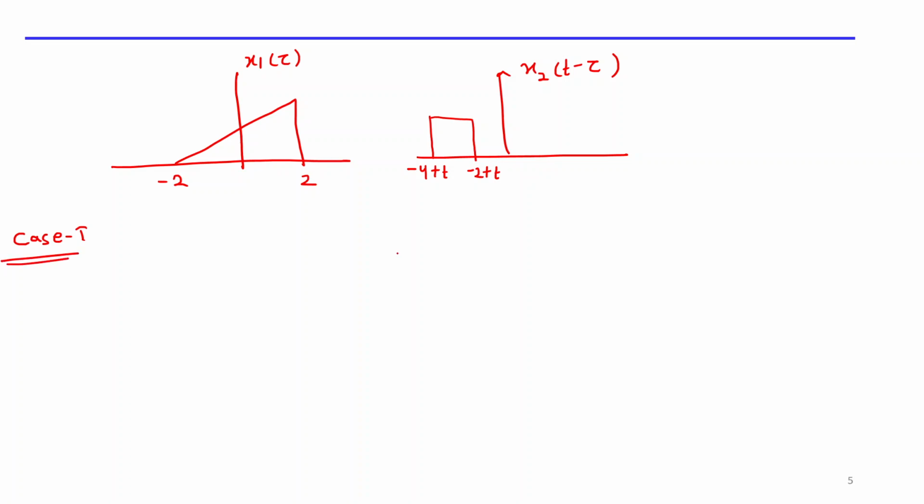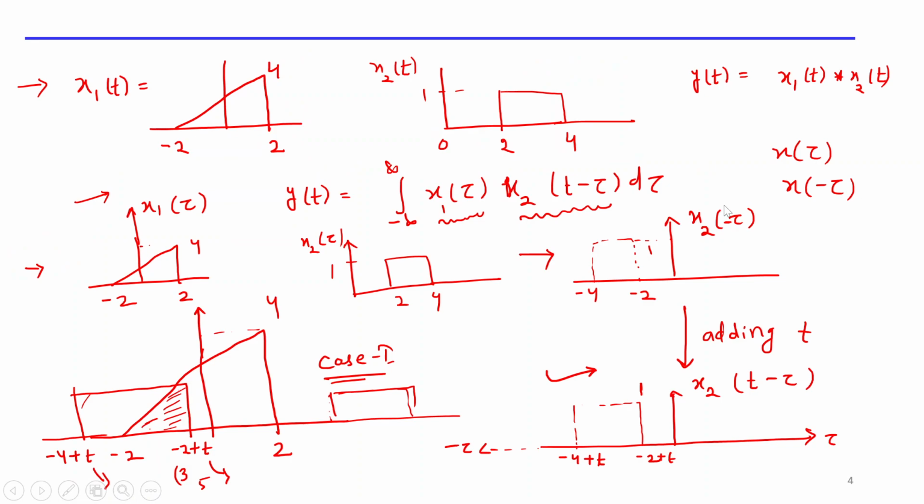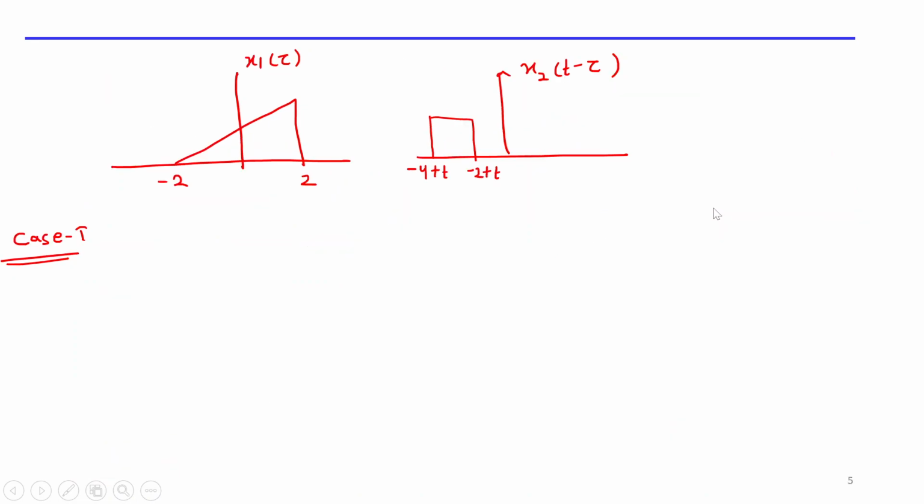What is case 1? Case 1 means that in the integration sign these two signals are multiplied. Multiplication means that when two signals are multiplied, only the common region will be considered. So for case 1, you just merge the two signals.